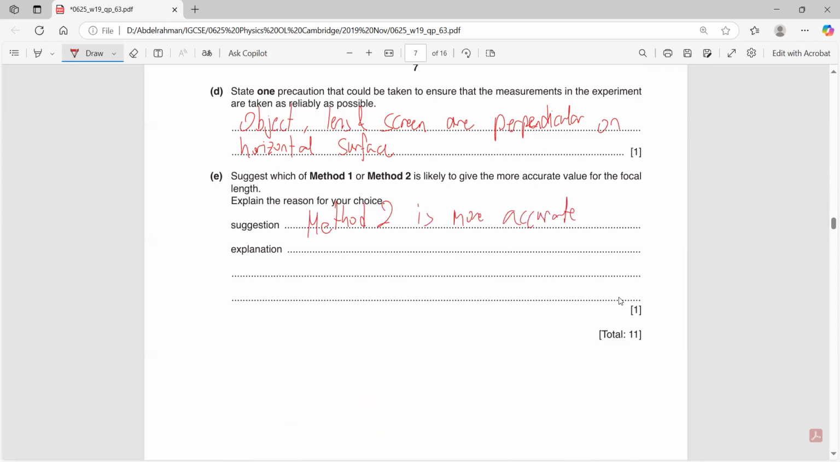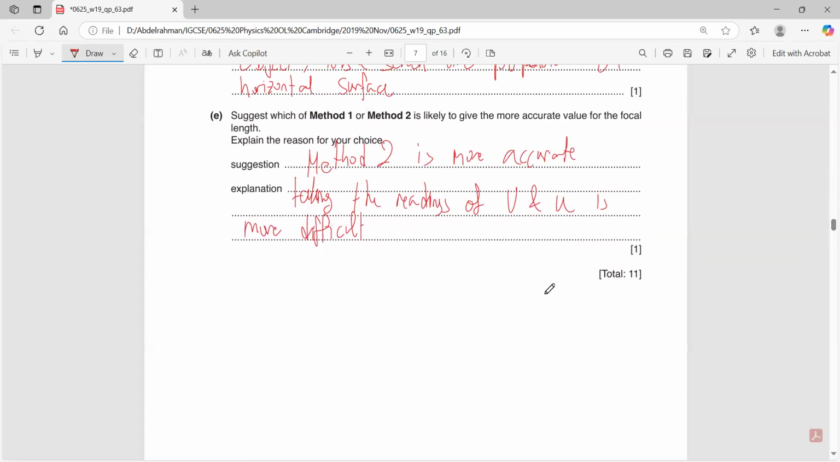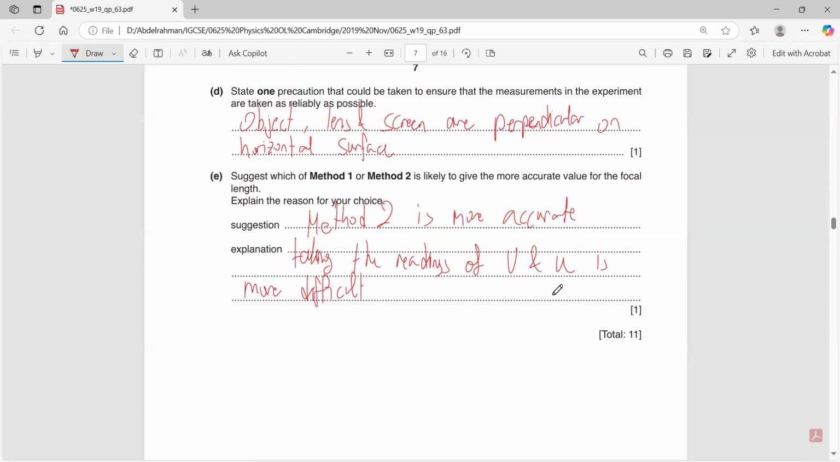Because taking the readings of V and U is more difficult. Now, can I say take a reading perpendicularly to avoid parallax error? Yes, indeed, you can say so.